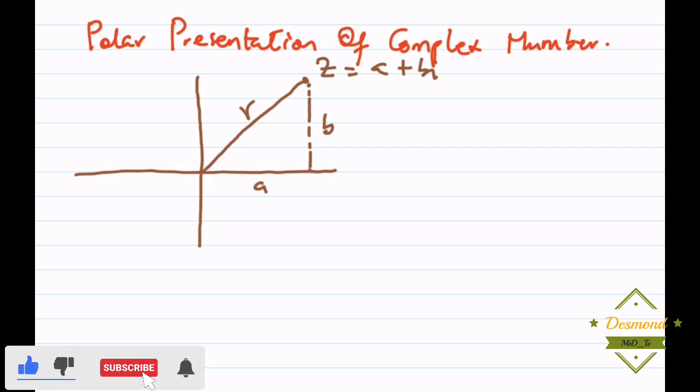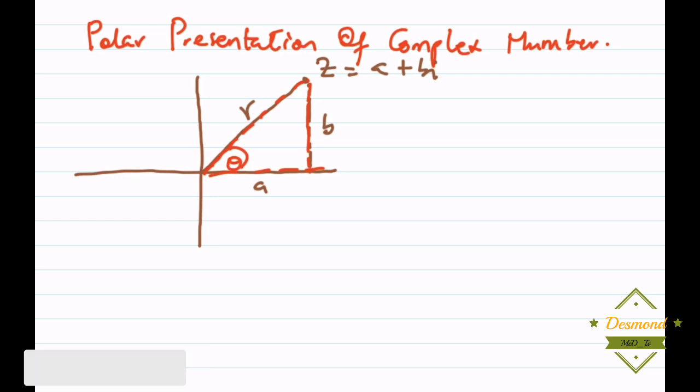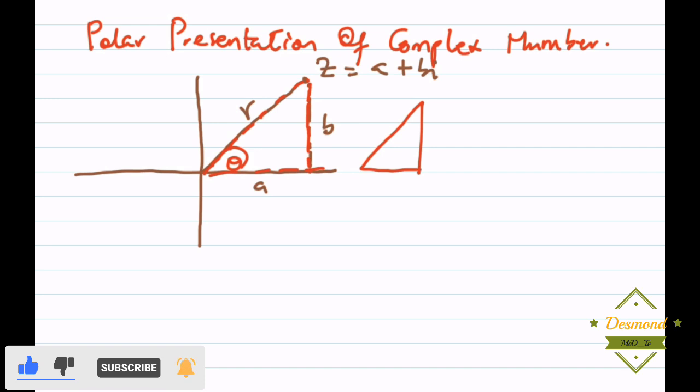Now, in this video, we're just going to focus on this diagram here, the right angle triangle, and we know that it makes an angle theta. So let's just focus on this right angle triangle, where here is our b and here is our a, making an angle theta.